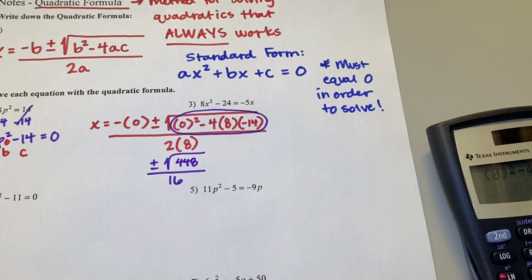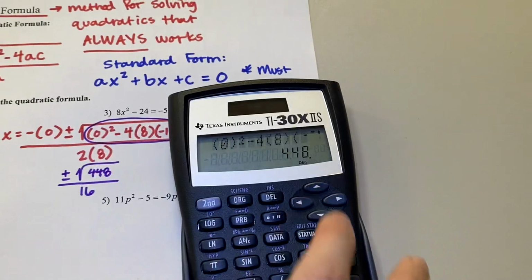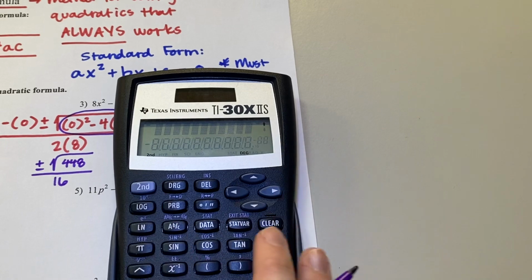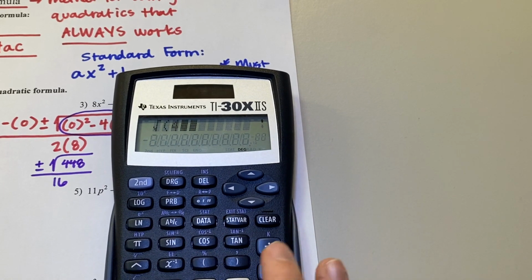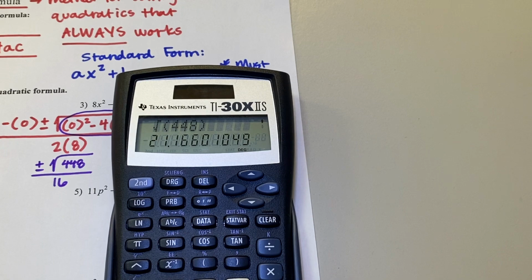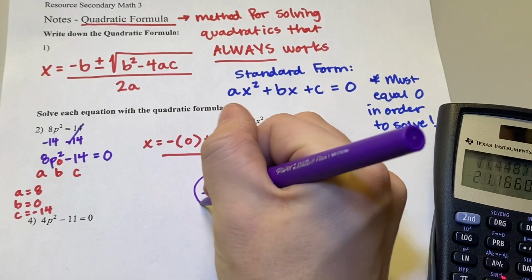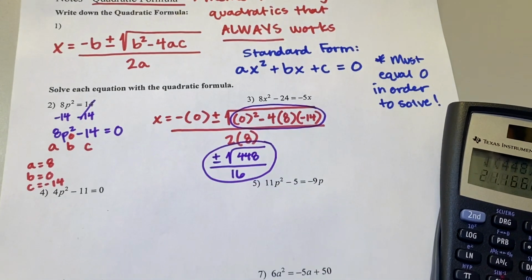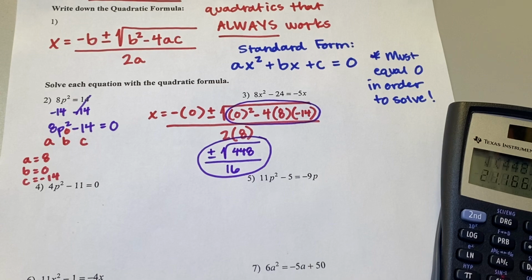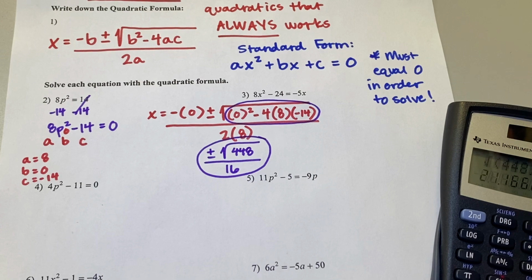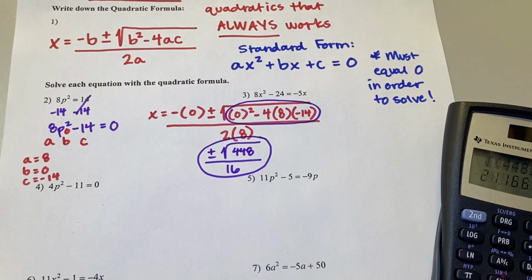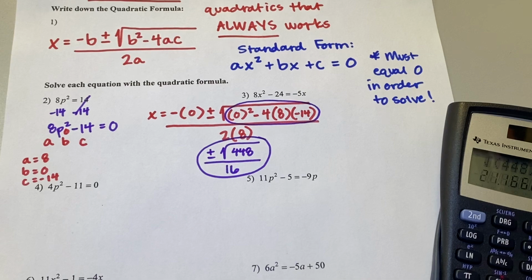First, we're going to check and see, is 448 a perfect square? If it is, we're going to simplify it. Square root 448. Is it a perfect square? Nope. So this guy right here is fine for your answer. That's your answer. It's an ugly answer, right? Because this guy wasn't factorable. He didn't like the nice method. Your answers are going to be ugly. Plus or minus the square root of 448 divided by 16. And that's totally fine. That's a valid answer.